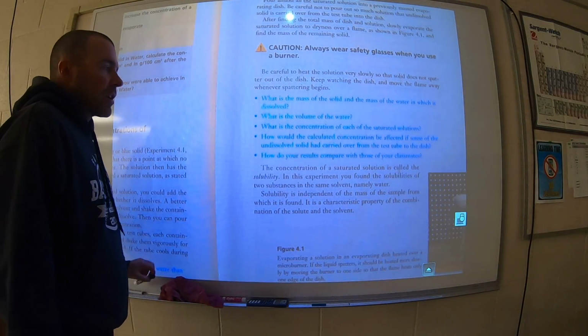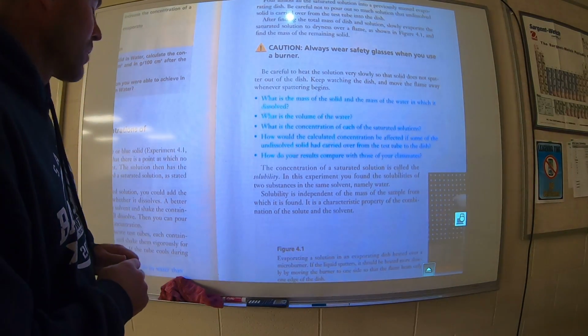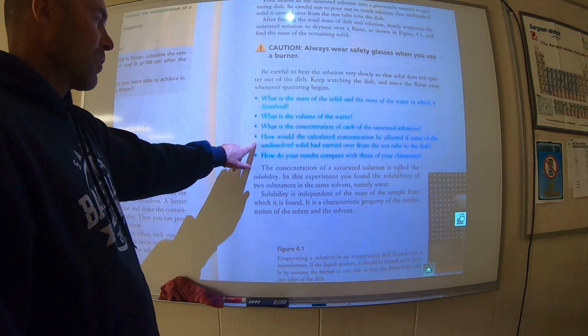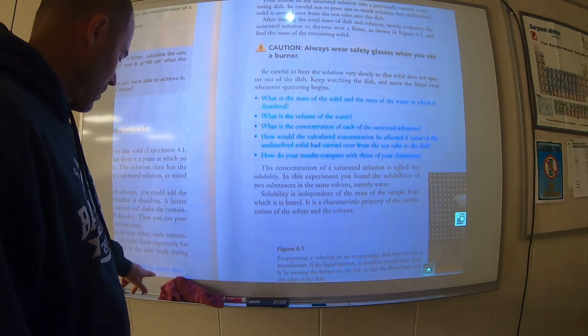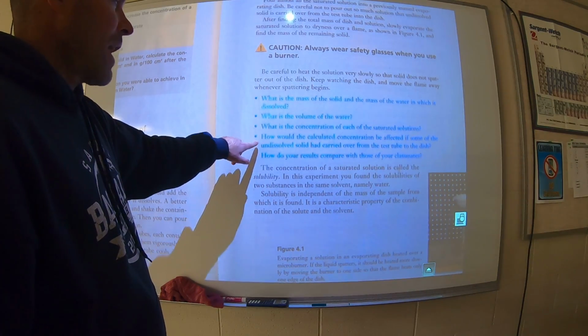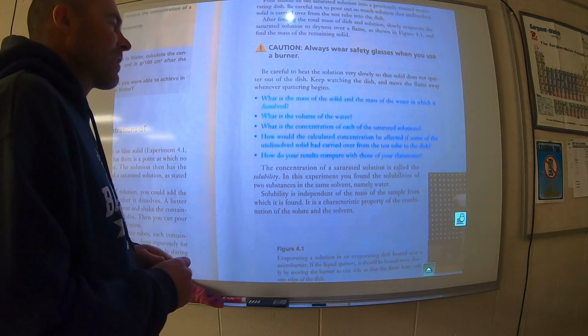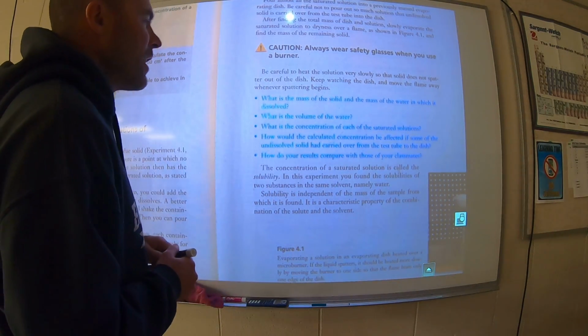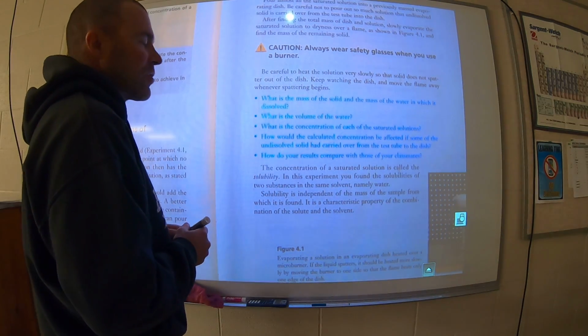Let's talk about the concentration of a saturated solution. You were supposed to only answer one blue question. It was blue question number 5. This one right here. 1's here, 2, 3, 4, 5. How would the calculated concentration be affected if some of the undissolved solid had carried over from the test tube to the dish?